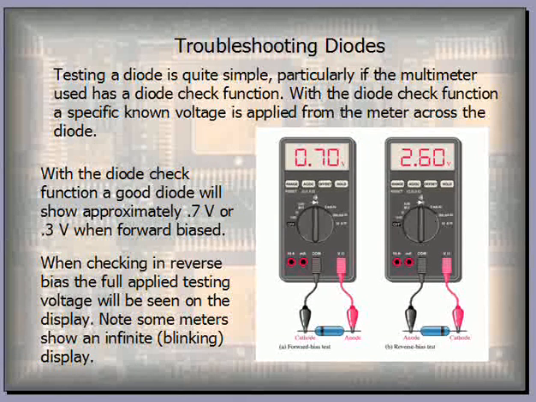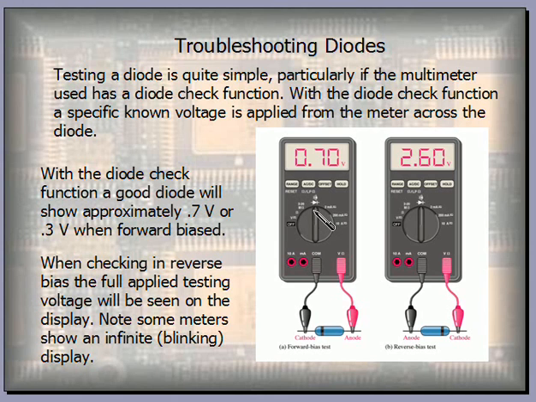Testing a diode is quite simple, particularly if the multimeter used has a diode check function. With the diode check function, a specific known voltage is applied from the meter across the diode. A good diode will show approximately 0.7 volts or 0.3 volts when forward biased. When checking in reverse bias, the full applied testing voltage will be seen on the display. Note some meters show an infinite blinking display.